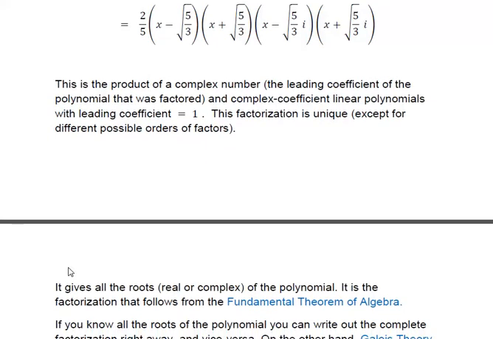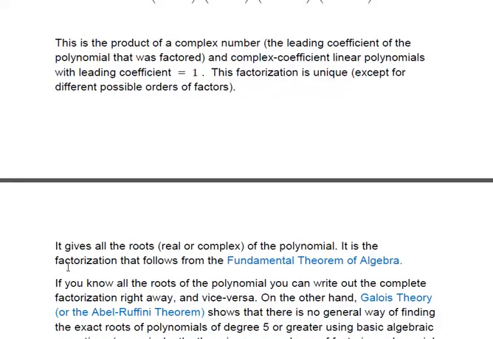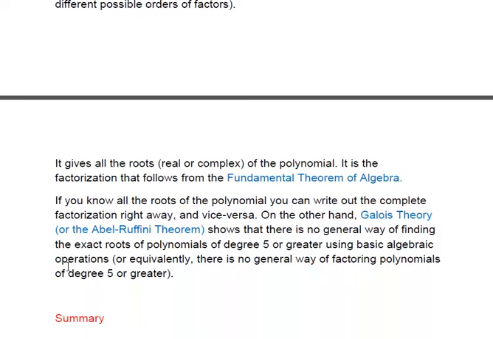Now, this factorization gives all the roots, real or complex, of the polynomial. If you know all the roots of the polynomial, you can write out the complete factorization right away, and vice versa. On the other hand, Galois theory, or the Abel-Ruffini theorem, shows that there is no general way of finding the exact roots of polynomials of degree 5 or greater using basic algebraic operations, or equivalently, there is no general way of factoring polynomials of degree 5 or greater.